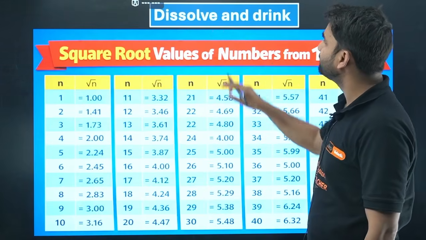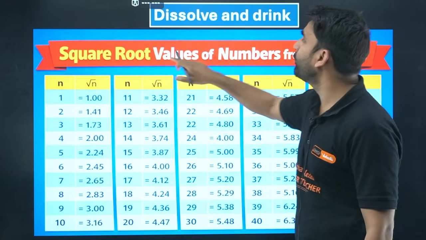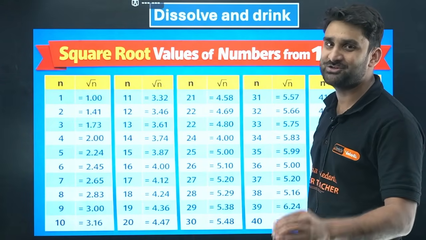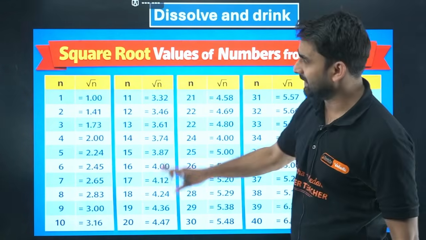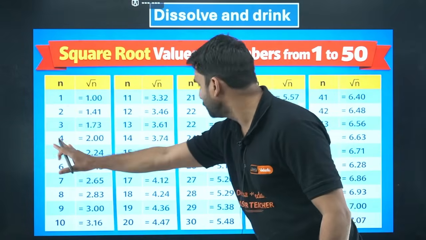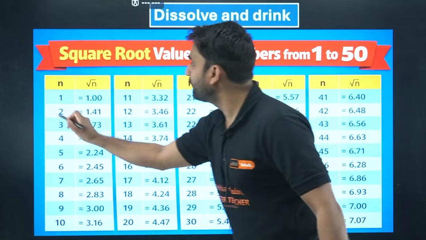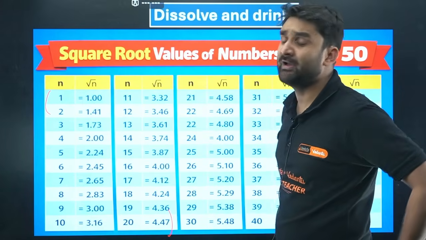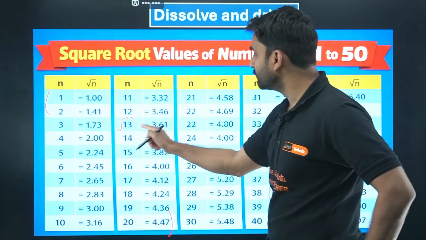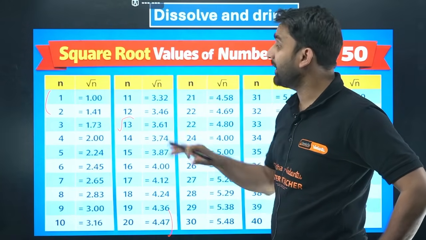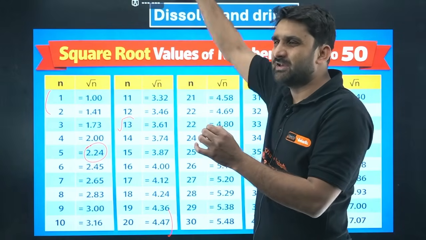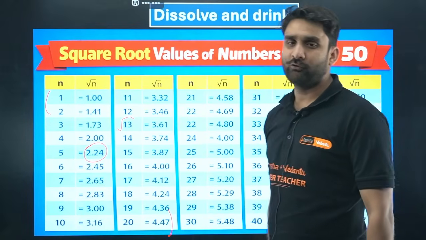The second point is the square root values of the numbers from 1 to 50. I know from 1 to 50 will be a bit challenging and difficult to memorize, but at least keep the square root values from 2 to at least 20, my dear. If I ask you the square root of 13, under root 13 will be 3.61. If I ask you root 5, root 5 will be 2.23, 8, 9 something is there, so we can write 2.24, my dear.